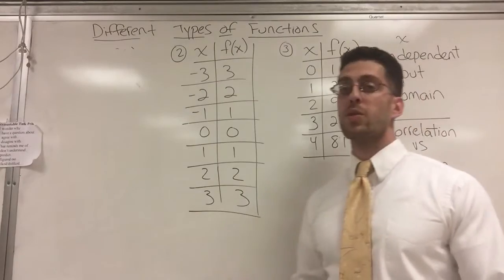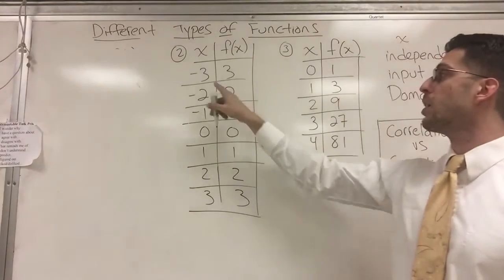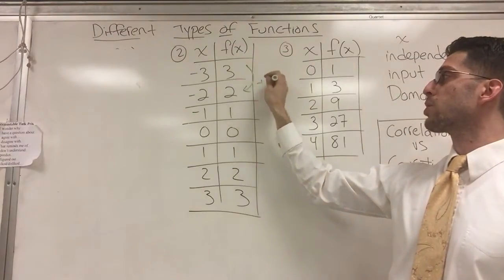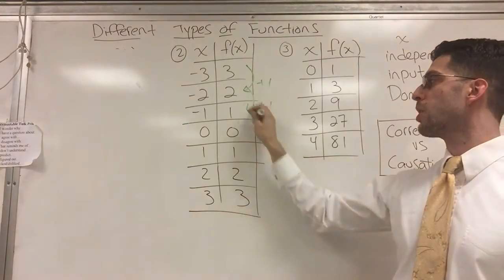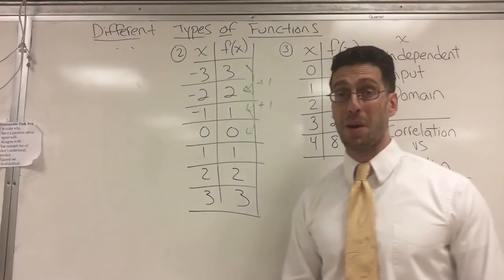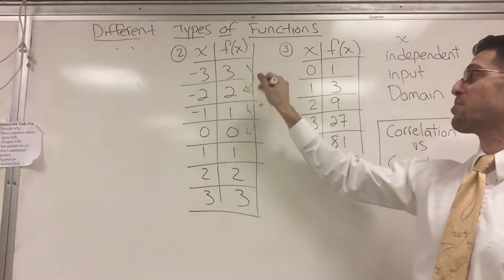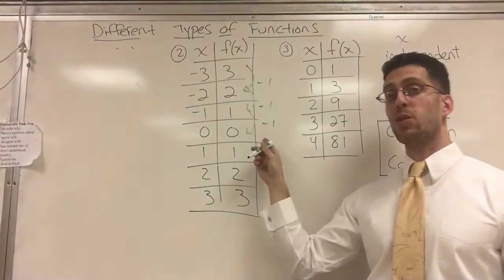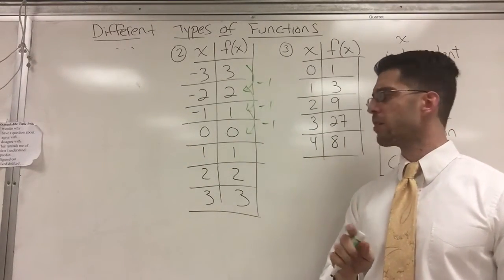Well, first of all, they would ask you, is this linear? And you would say, this is going in order, so that's good. Let's see. From here to here is plus 1. From here to here is plus 1. From here to here, minus 1. From here to here is minus 1. From here to here is minus 1. From here to here is minus 1. Looks linear, we're good.